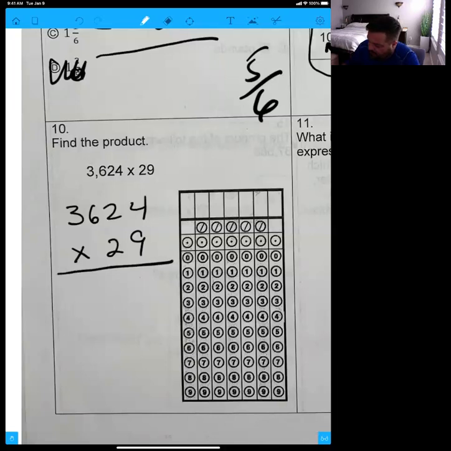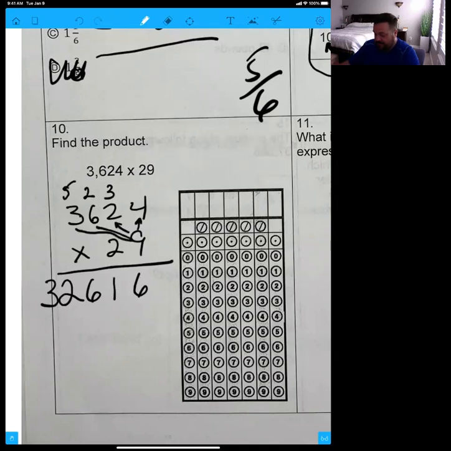9 times 4 is 36, carry the 3. 9 times 2 is 18, plus the 3 is 21, carry the 2. 9 times 6 is 54, plus 2 is 56, carry the 5. 9 times 3 is 27, plus 5 is 32. So I just took this 9 times this, times this, times this, and times this. So the 9 is done. I'm going to take out my regrouping up here so I don't re-add it again.